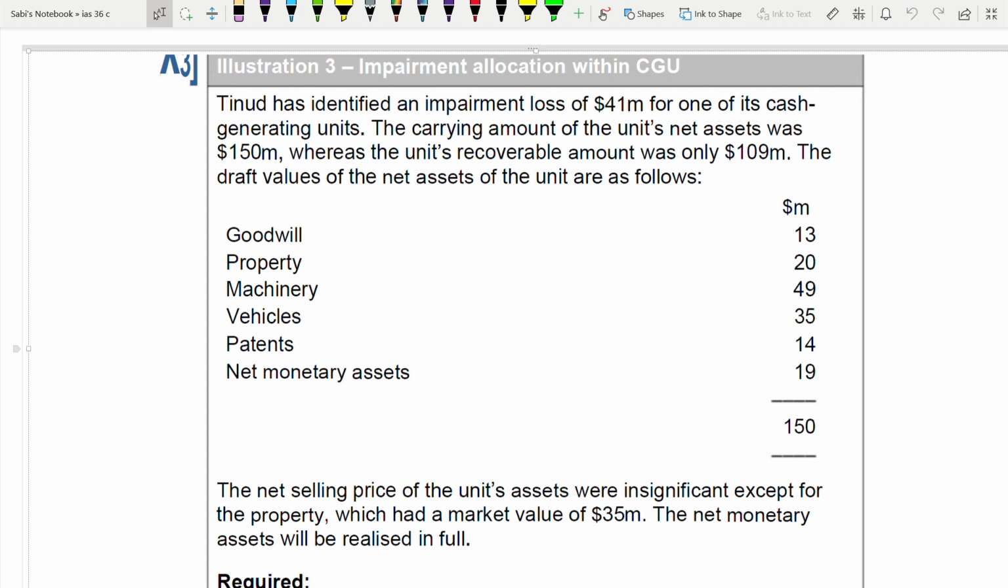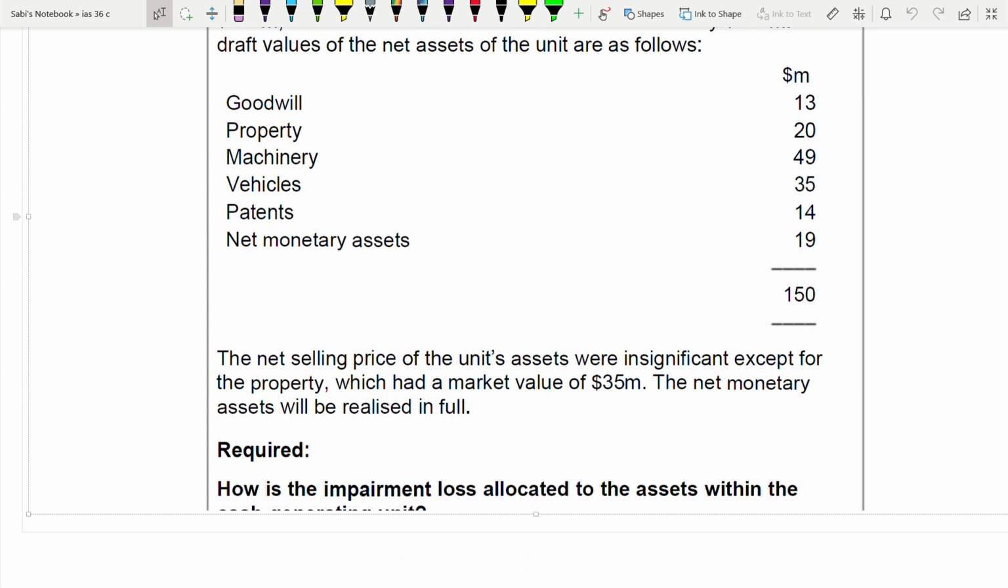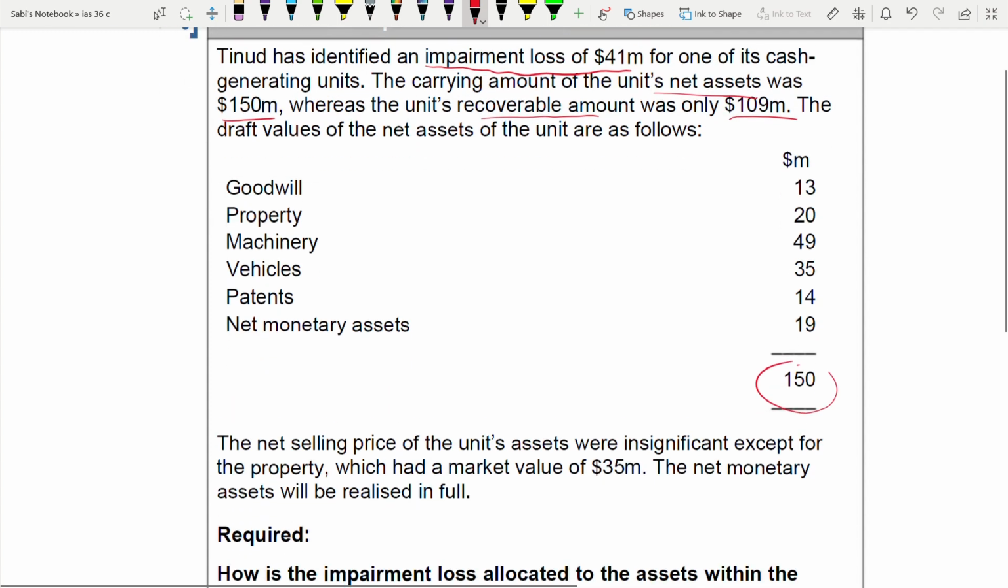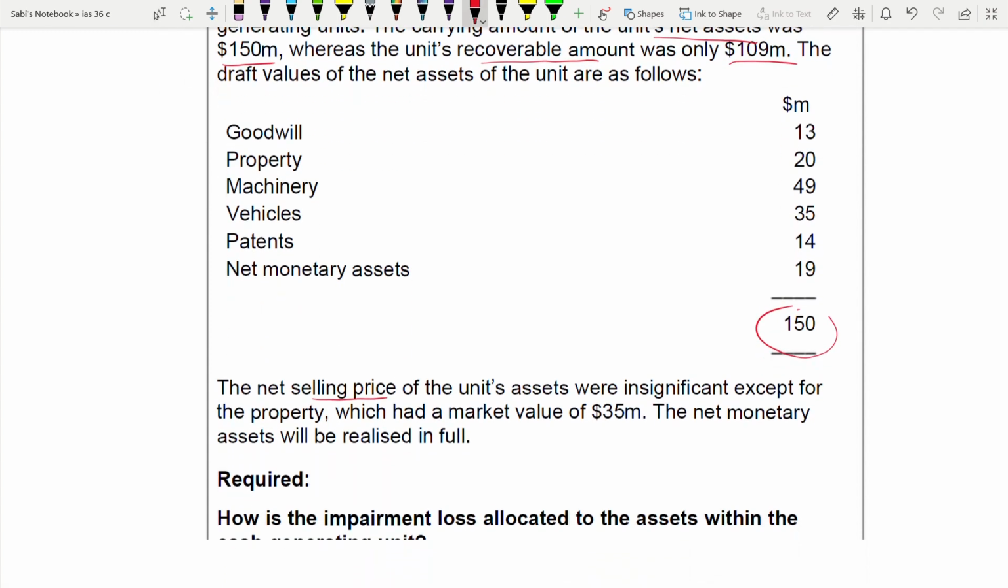Illustration 3. Here you have an impairment allocation within a CGU. How the impairment loss is allocated to assets within the cash generating unit. So you have been given the impairment loss of 41 and the carrying amount of the unit's net assets was 150. And the recoverable amount is 109. You have been given goodwill, property, machinery, vehicles, patents, net monetary assets. Now, the net selling price of the unit's assets was insignificant except for the property, which had a market value of 35. Net monetary asset was realized in full.